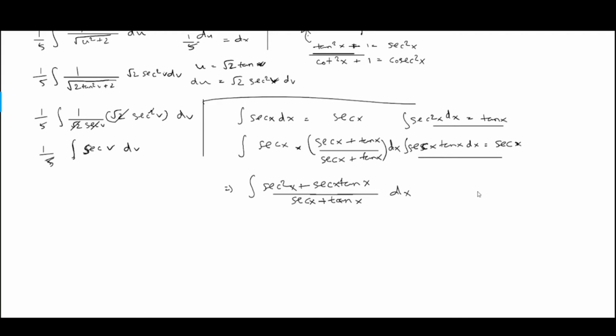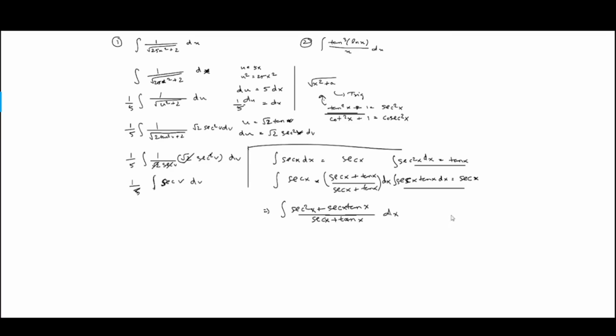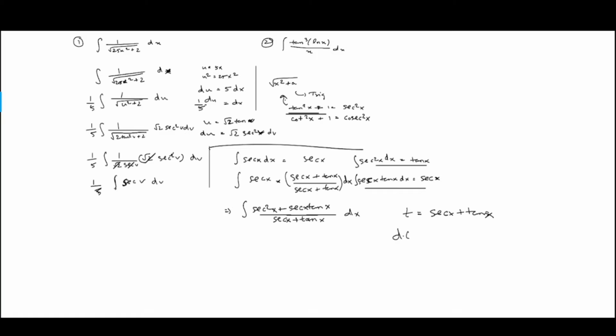Here, the substitution would be, let's say t is equal to secant x plus tan x. Then my dt becomes secant square x plus secant x tan x multiplied with dx. Now that's exactly what we have in the numerator. So our substitution goes like this: 1 by t, and everything else becomes dt. Ln mod t. Right?